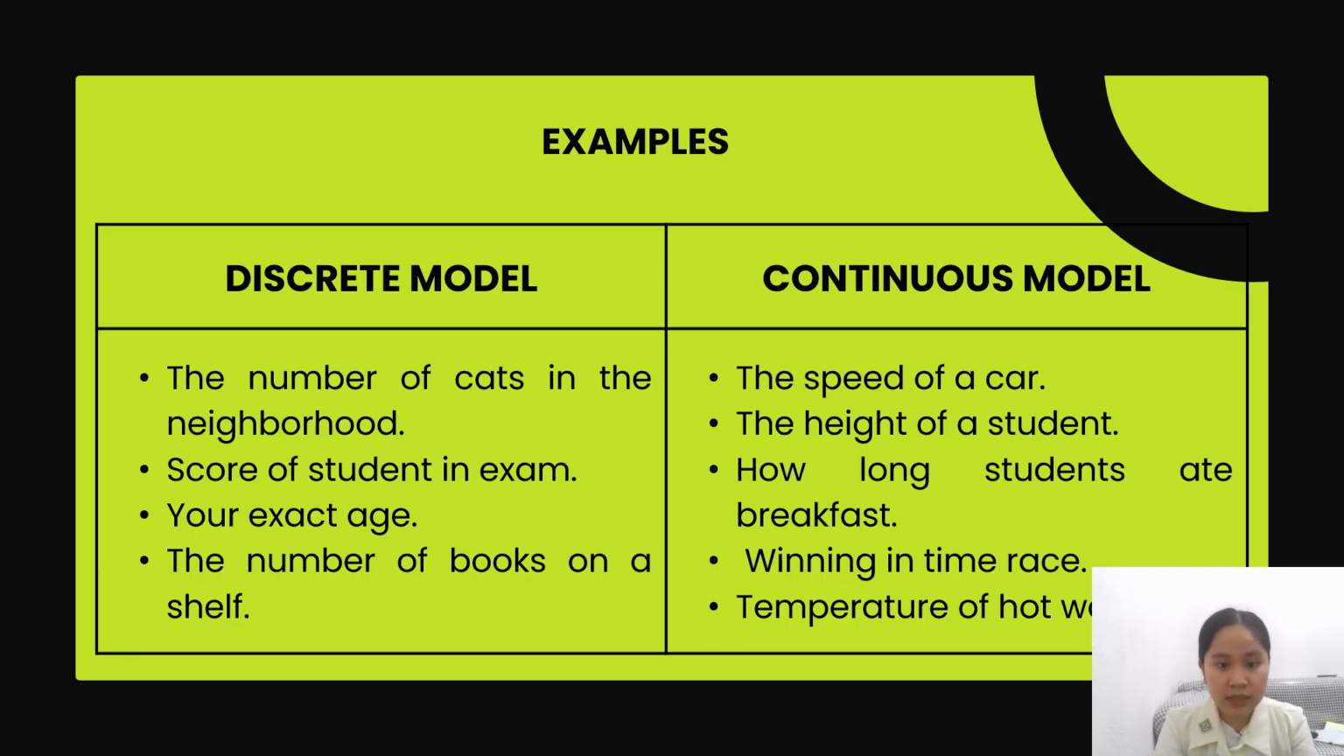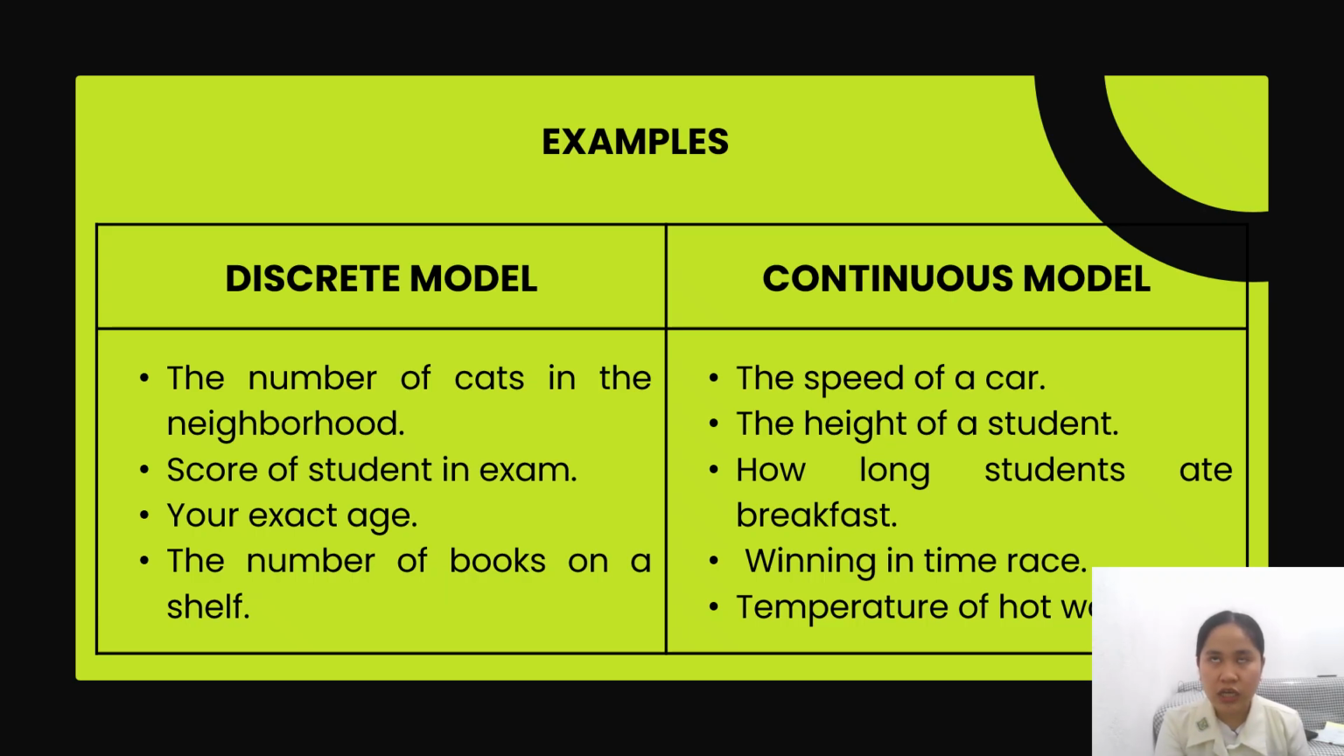So, the score of a student in an exam, your exact age, the number of books on a shelf. Napapansin natin that yung example ng discrete model, wala siyang butal, exact siya. Yung continuous model naman: the speed of a car, the height of a student, how long students ate breakfast, winning time of a race, temperature of hot water. Dito makikita natin na may mga butal, may mga ginagamitan ng decimal points.